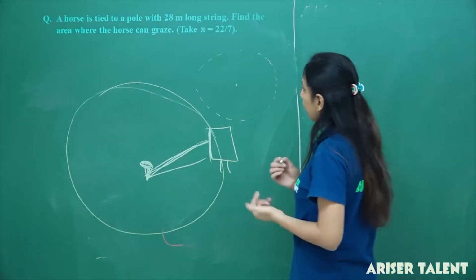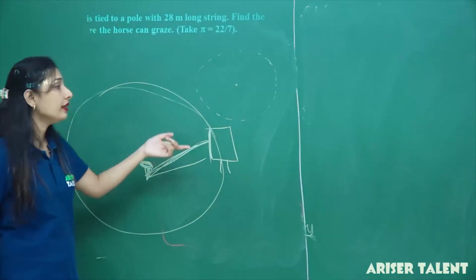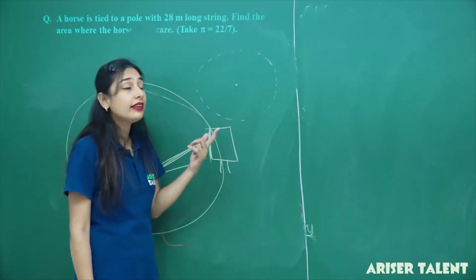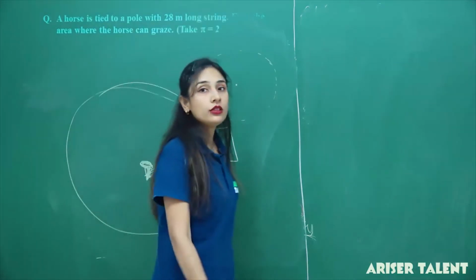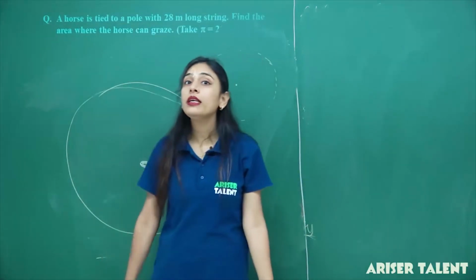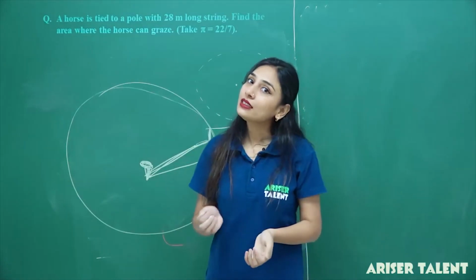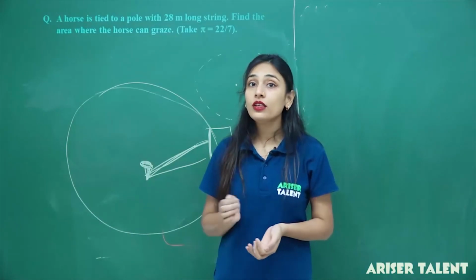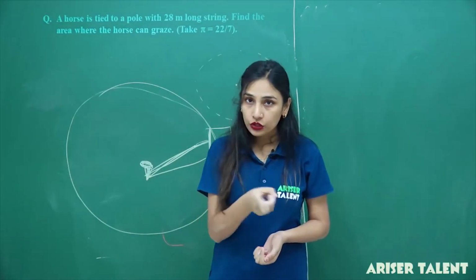So you can find that this area is the same area enclosed by the circle with this radius, and the radius is the 28 meter long string. So this string length will be taken as the radius of the circle, and you have to find the area of this circle. Is it so simple? Right? So you have to do it yourself.